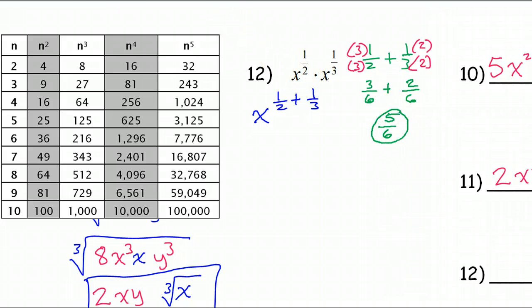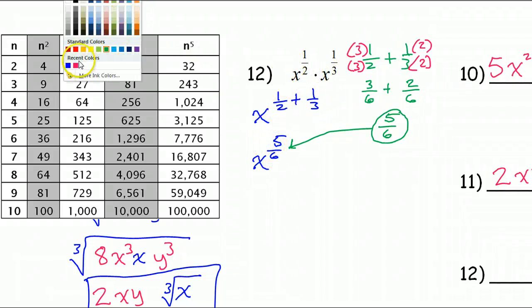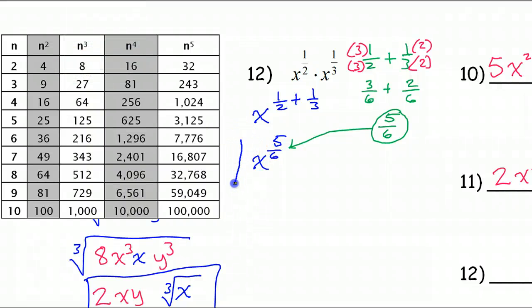Okay, so that is going to give us x to the 5 over 6 power. And that's it. Since the original problem was in exponent form, I'm going to leave my answer here in exponent form. Brilliant.